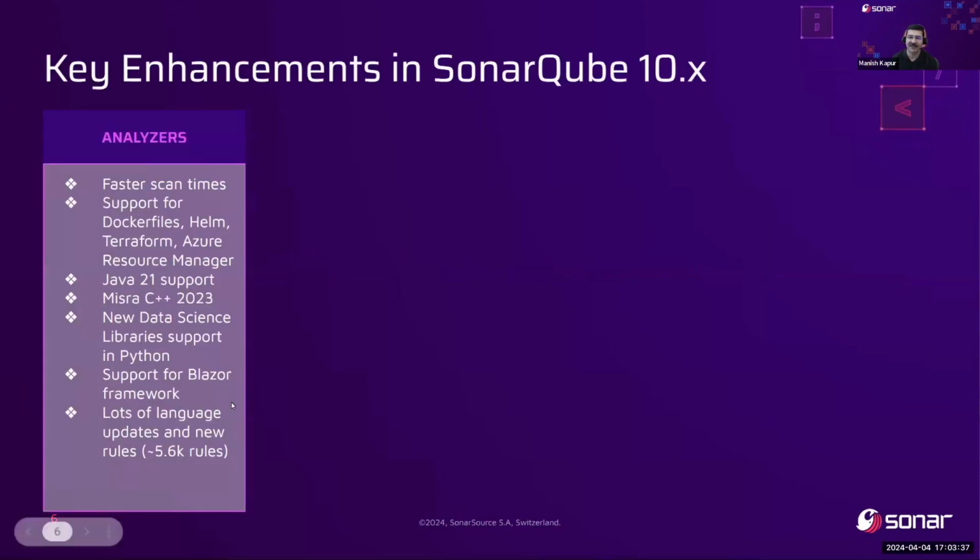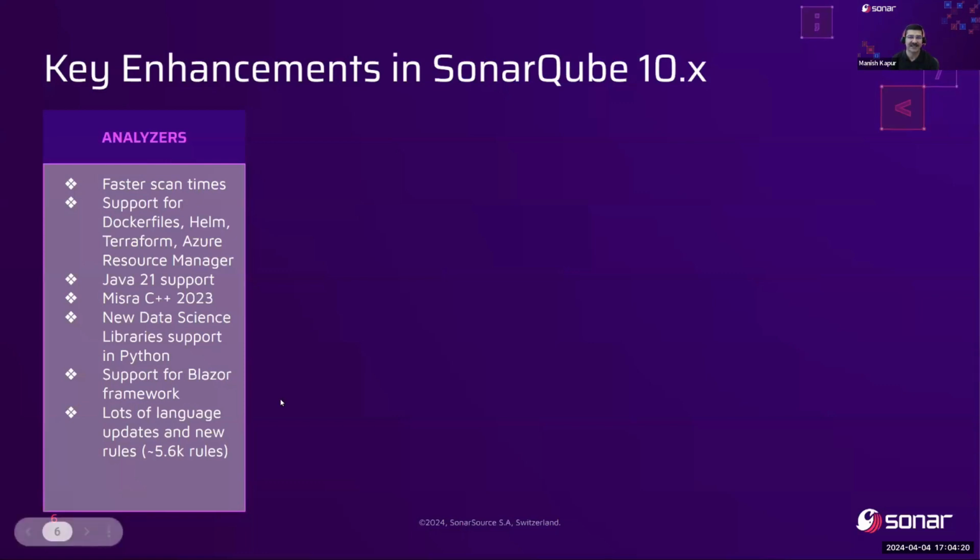So I'll start with key enhancements in 10.x, and I'll try to split it into 4 categories to make it easier to digest, starting with analysis and analyzers that we support. We have done quite a bit of work in terms of improving the experience and speed and accuracy of our analyzers. In the current release 10.4, you will definitely notice much faster scan times for all the analysis that we do. We have added support for cloud-native technologies like Dockerfiles, Helm, Terraform, Azure Resource Manager, and Bicep files, and things like that.